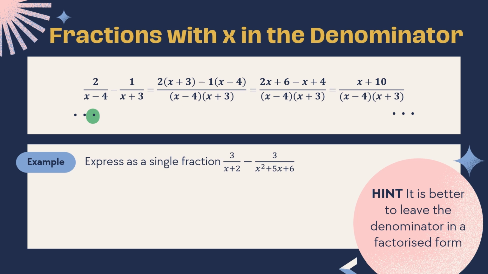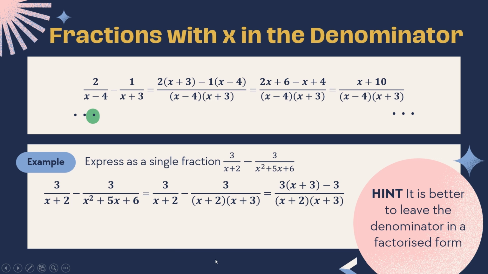For this question, first we have to factorize x squared plus 5x plus 6. So we've got x plus 2 times x plus 3. We can see that the lowest common denominator between these two fractions is x plus 2 times x plus 3, so we only need to multiply the first fraction by x plus 3. So we got 3 times x plus 3 minus 3 over x plus 2 times x plus 3.